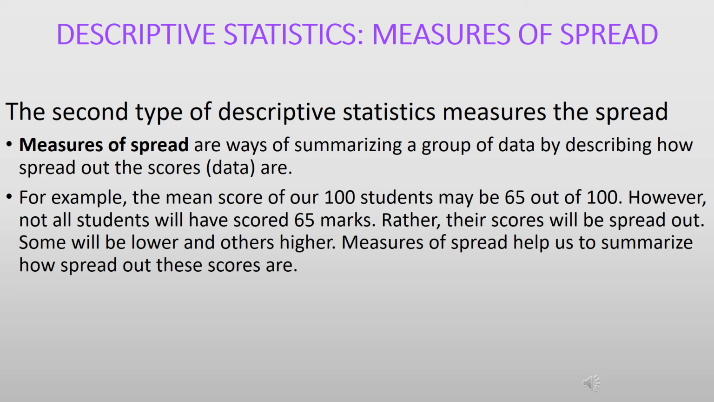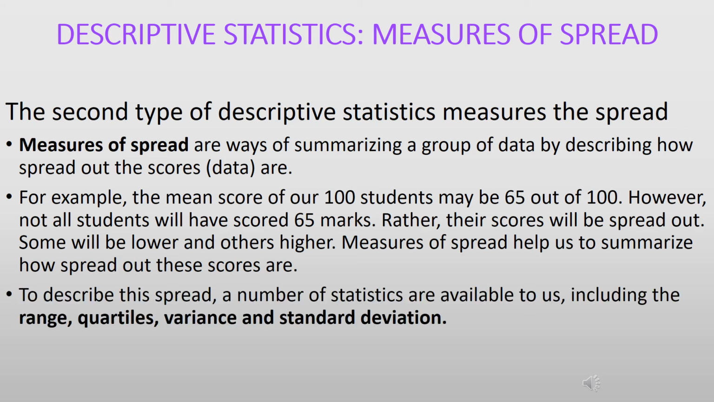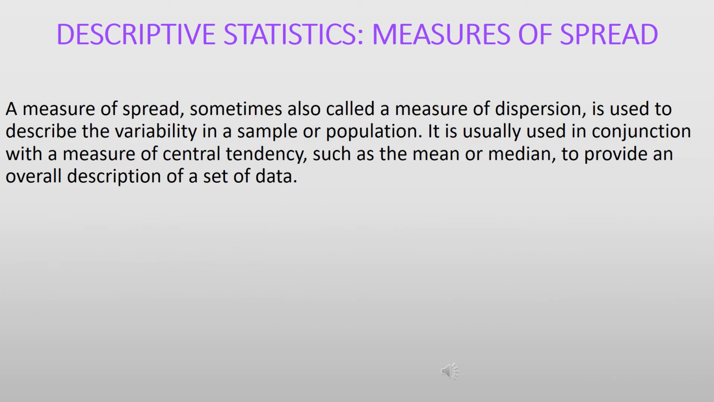To describe this spread, a number of statistics are available to us, including the range, quartiles, variance, and standard deviation. A measure of spread sometimes is also called a measure of dispersion. It is used to describe the variability in a sample or population.